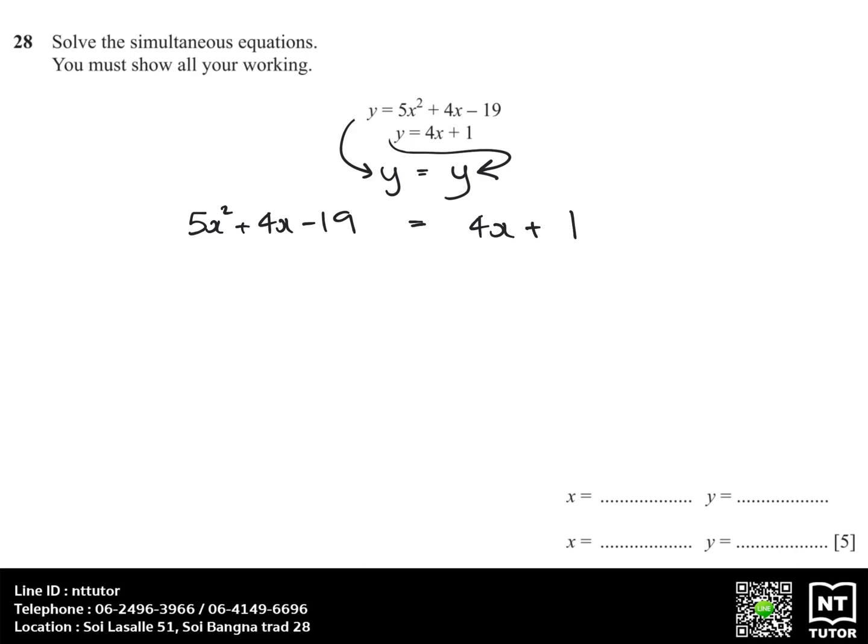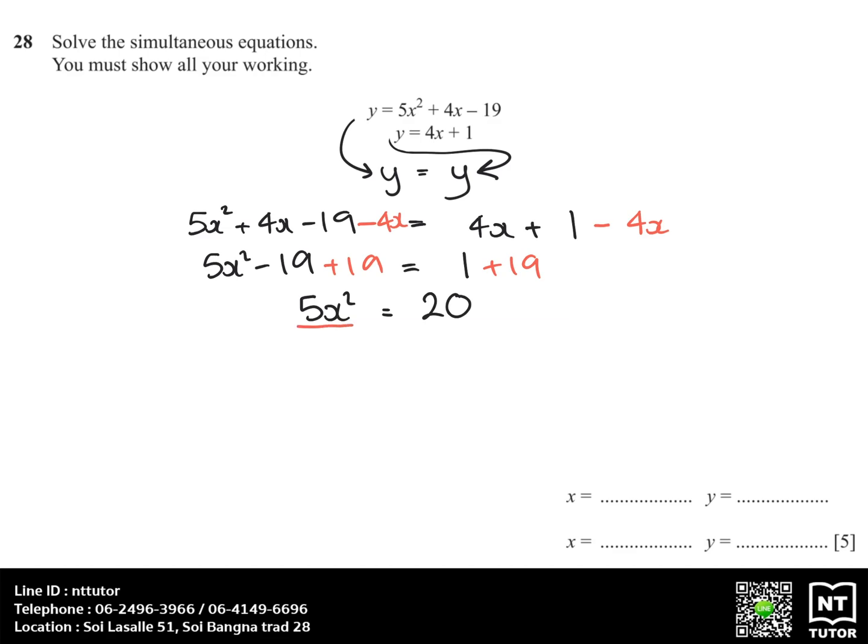So we can do minus 4x to this side to get rid of the 4x, and we must do the same to this side. So we have 5x squared, and then 4x and minus 4x here cancel out, so we have minus 19. On the other side, we also have 4x minus 4x that cancels out, so we have 1. If we move the minus 19 to the other side, we plus 19 to both sides. So we have 5x squared equals 1 plus 19, which is 20.